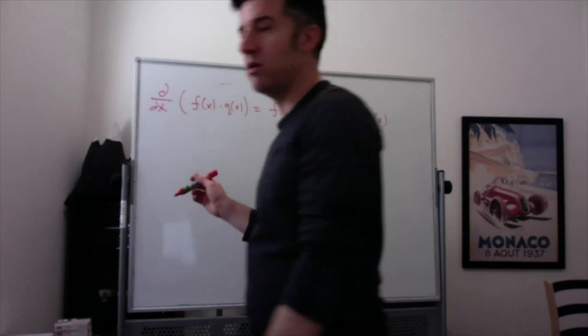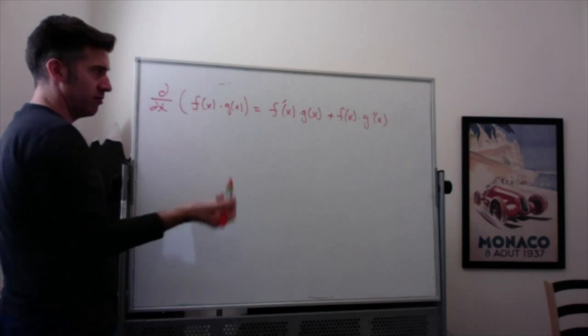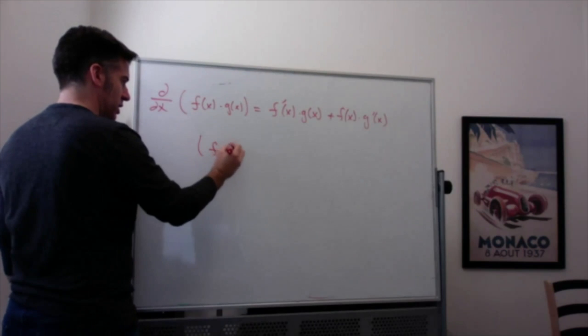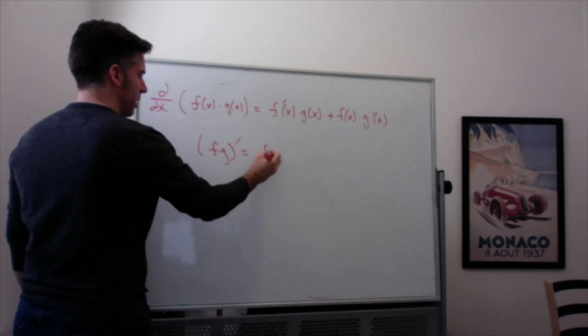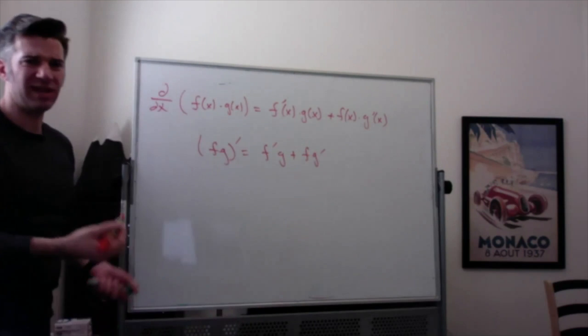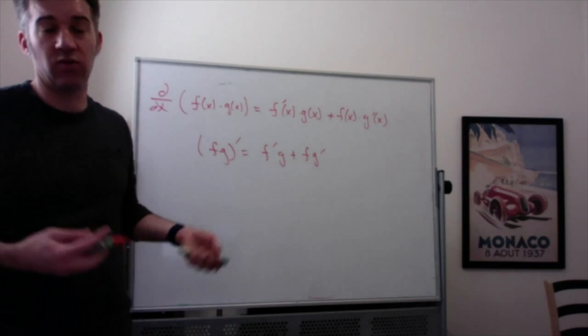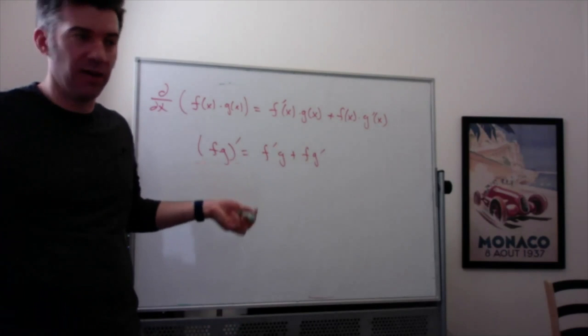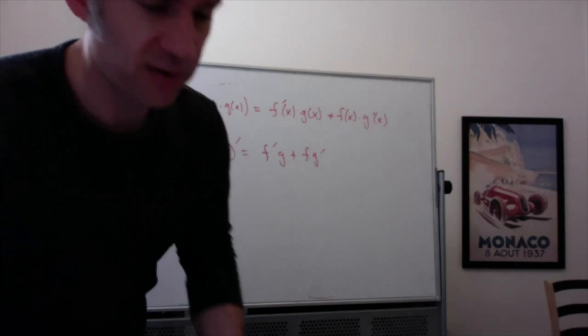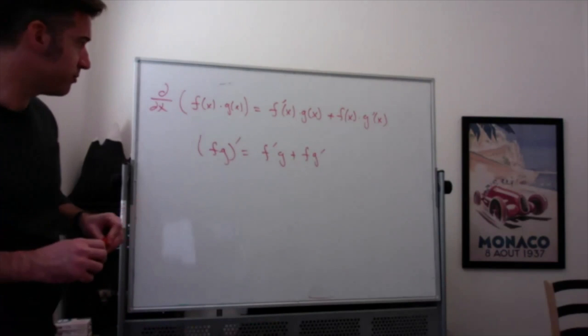And usually people write this much more compactly as (f times g) prime equals f prime g plus f g prime. We don't write the x's because we know they're both functions of x, or whatever variable you happen to be using, right? They might be both functions of y or z or whatever. The variable doesn't matter. It's the functions that matter.